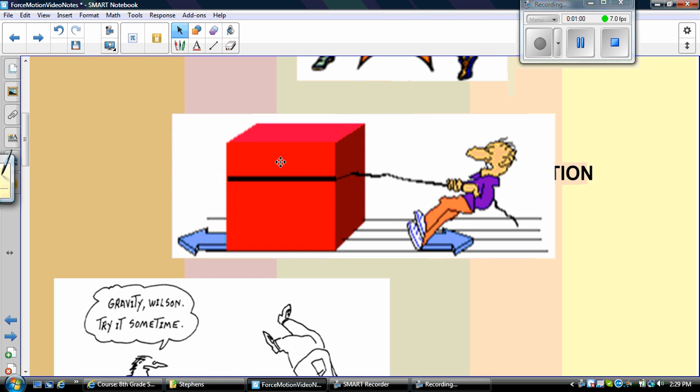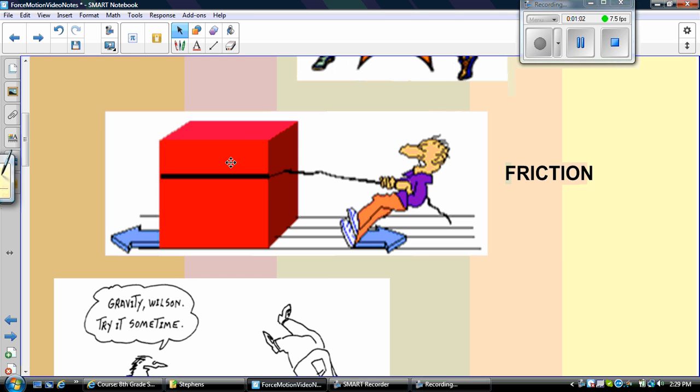Another force is friction. Friction is a force that goes against motion. You see this guy right here trying to pull this box to the right. The force of friction goes against the motion, and it goes to the left. Friction exists between two objects that are making contact.